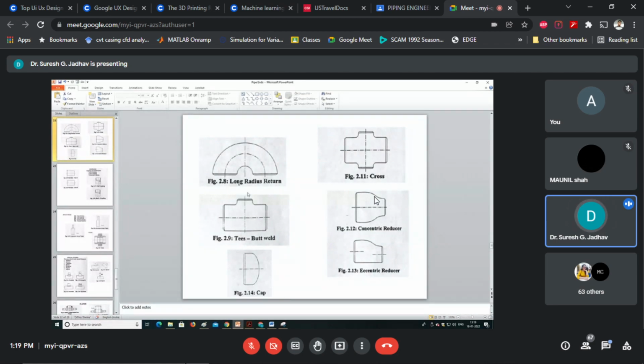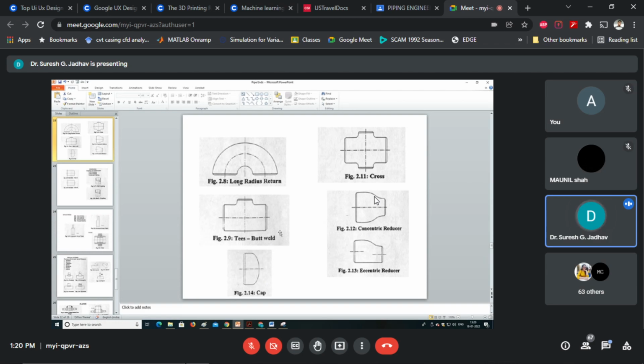Instead of using a standard tee, we can use normal tees for branching. In certain cases, reinforcing pads are used for structural stability. Why? If you connect all three branches here, it leads to instability. For this purpose, we have to use reinforcing pads for the structural stability of such connections.